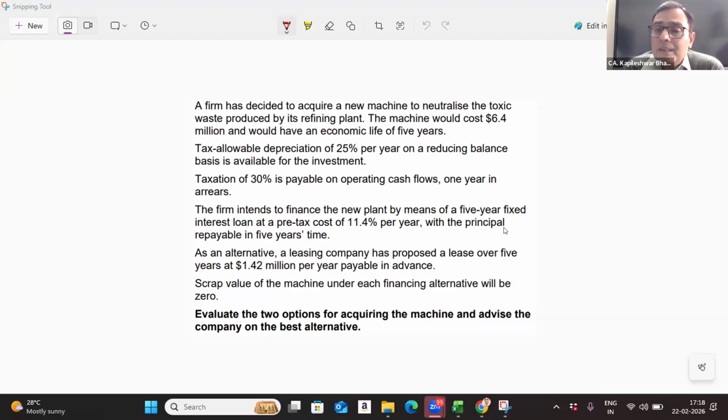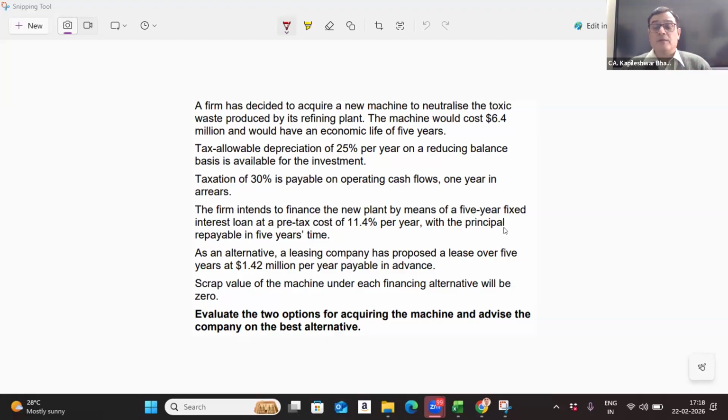As an alternative, a leasing company proposed a lease over 5 years, 1.42 million per annum payable in advance. Scrap value under each alternative will be zero. Evaluate the two options, acquiring the machine, and advise the company on the best alternative.